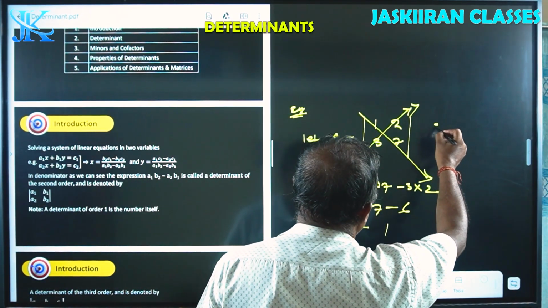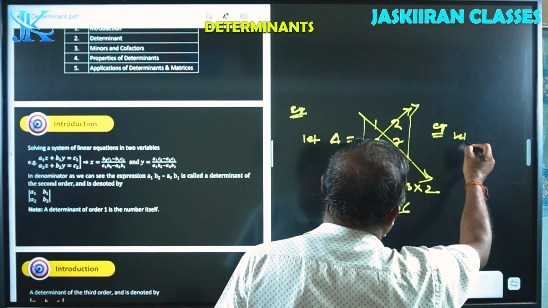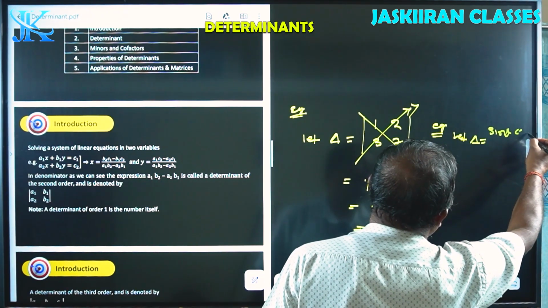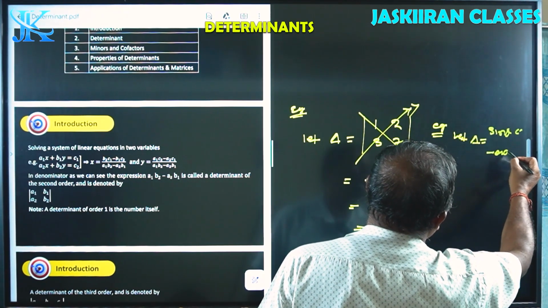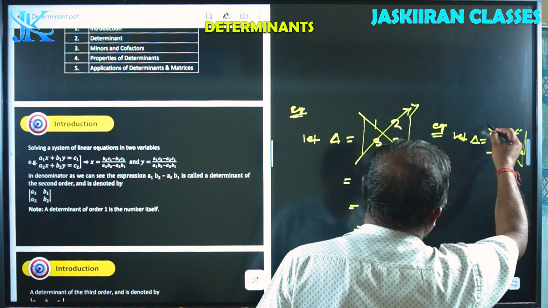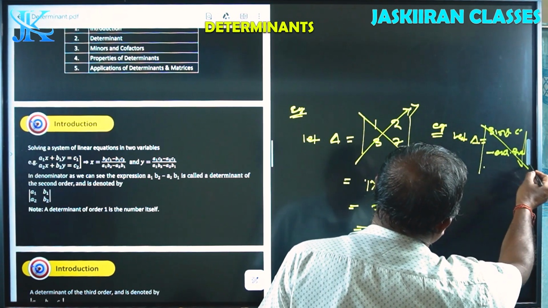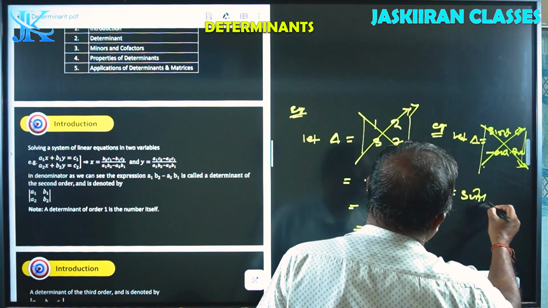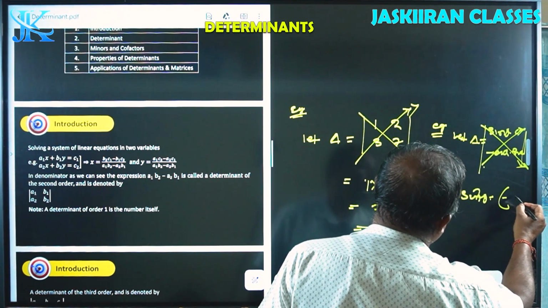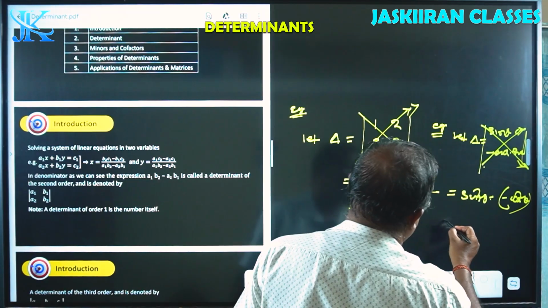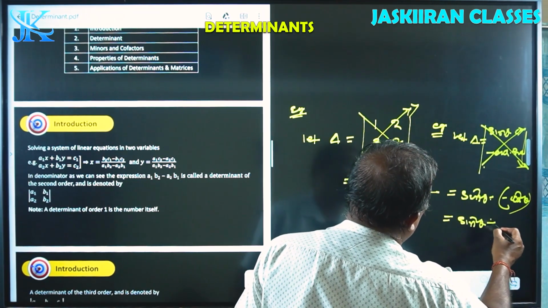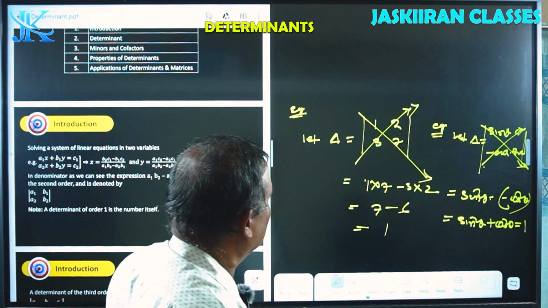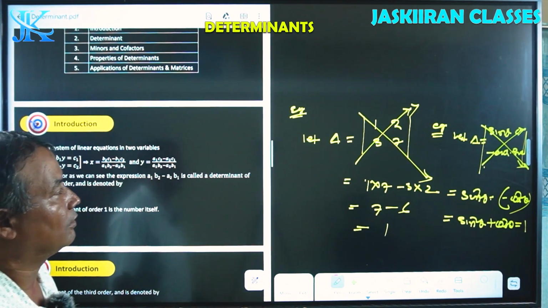Similarly, as another example, let del equal sin theta, cos theta, and minus cos theta, sin theta. Then it is the principal diagonal minus the secondary diagonal, that is sin square theta plus cos square theta, which is equal to 1. That is solved by the second order determinant.